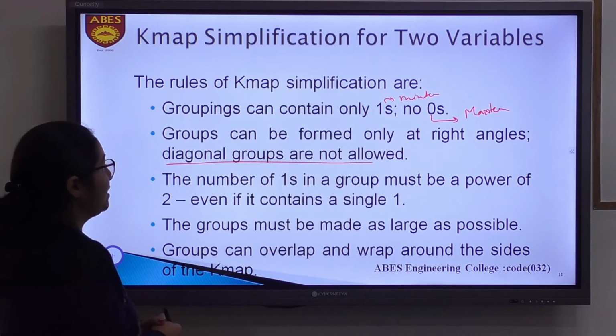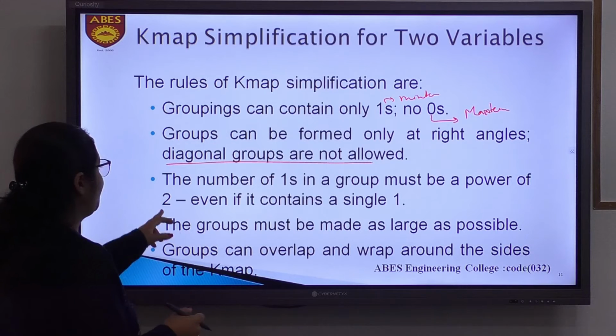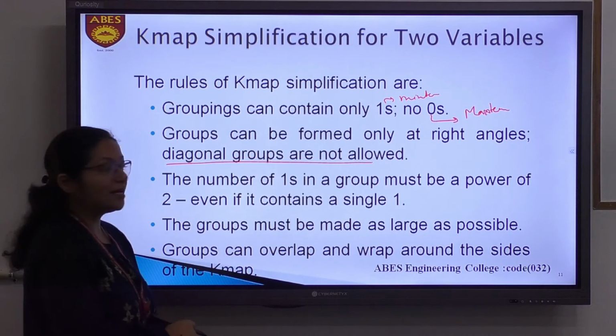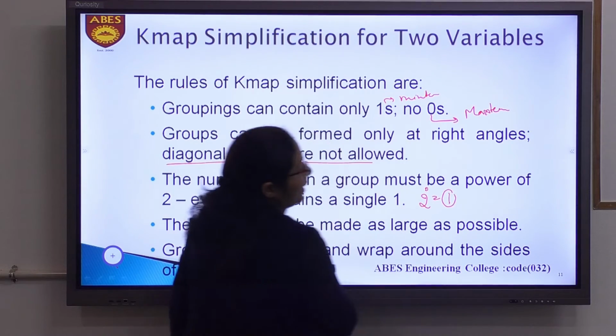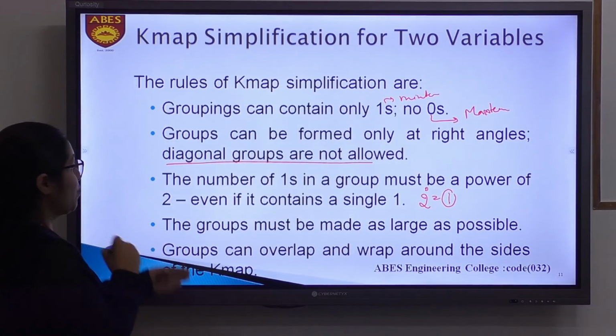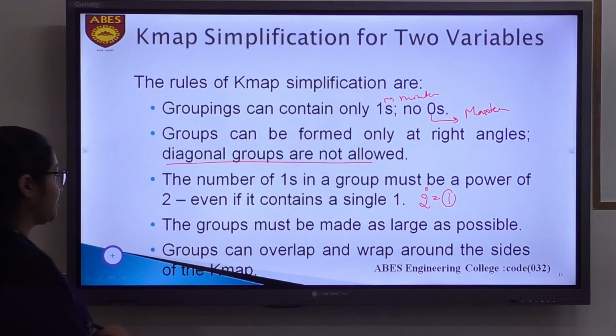The number of ones in a group must be a power of 2, even if it contains a single one, that is 2 raised to the power 0, that is only a single element, right? The group must be made as large as possible.